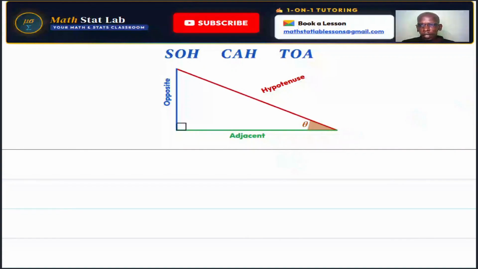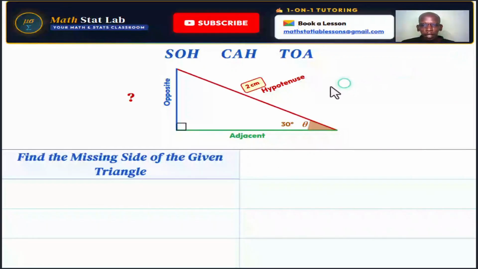So let's say, for example, you are given the hypotenuse, which is 2 centimeters, and you are asked to find the opposite, and the angle is given as 30 degrees. What you are supposed to do is look for the two sides which you are given. In this case, you are given the opposite and the hypotenuse. So it means we have O and H.